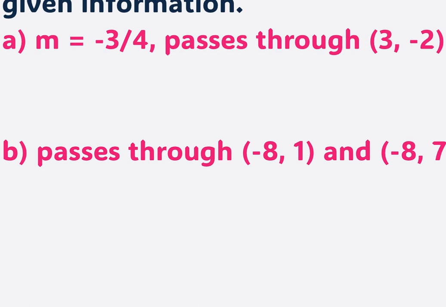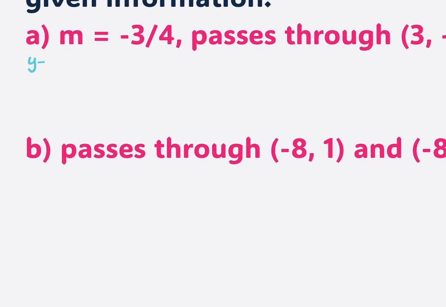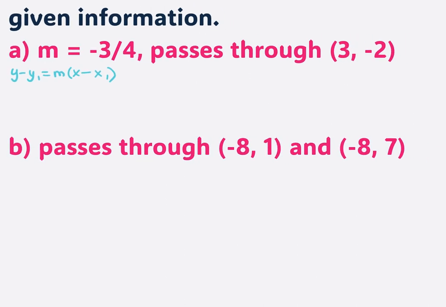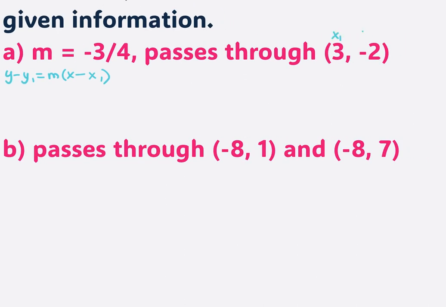The first way is I literally am going to plug it into point-slope. y minus y1 equals m times x minus x1. And the m is the given slope, and the point is your x1, y1. So y stays as y. Minus a negative 2 becomes plus 2. Equals your m, which is negative 3/4, times x minus the x1, which is 3.